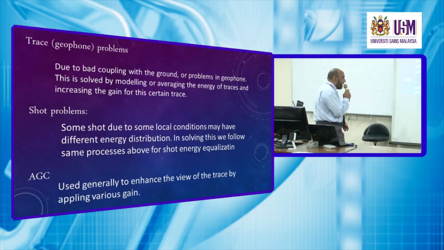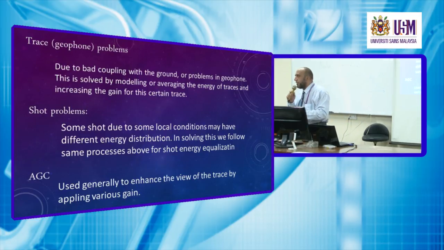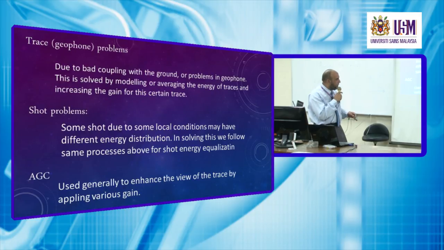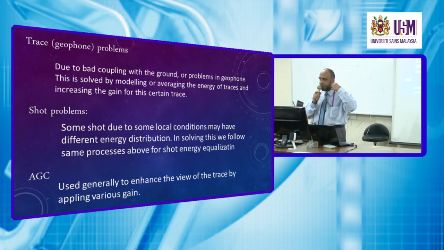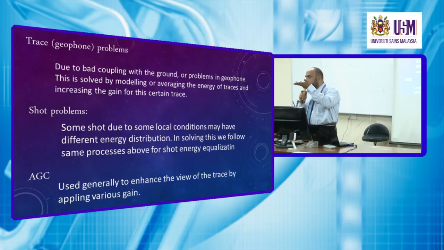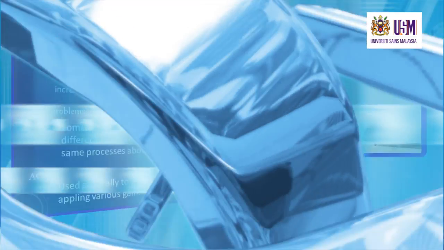Finally, and last but not least, is the AGC, which is the automatic gain control. In automatic gain control, we are applying varying gain. At shallower depths, at earlier time, the amplitude is by default higher than the deeper one. So I'm making windows for gain with time, so that the gain increases with time and deeper reflectors become more visible to me.